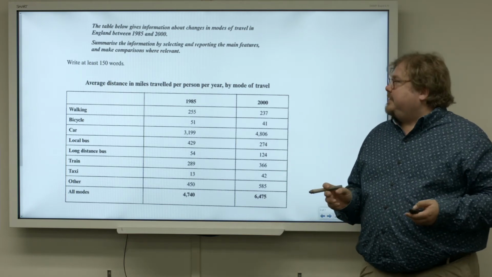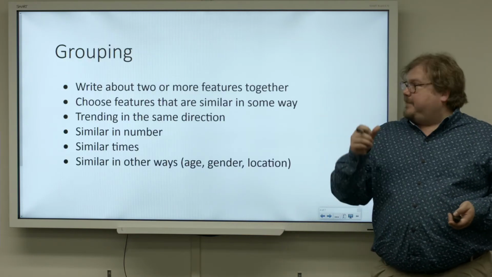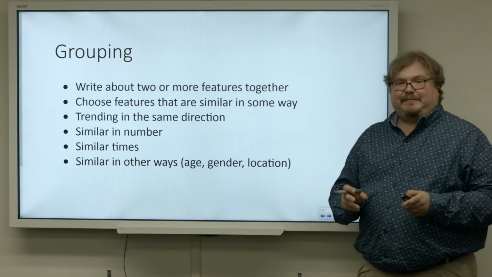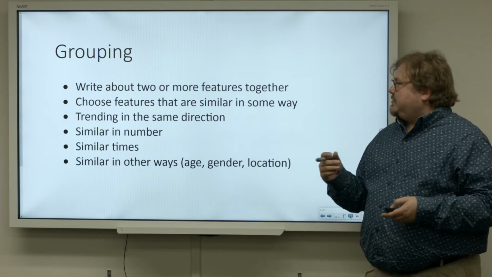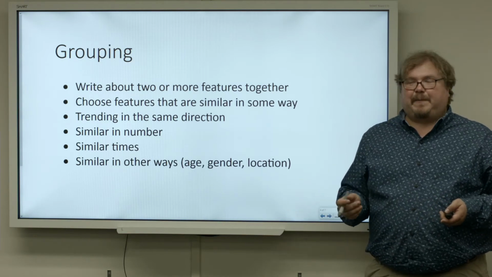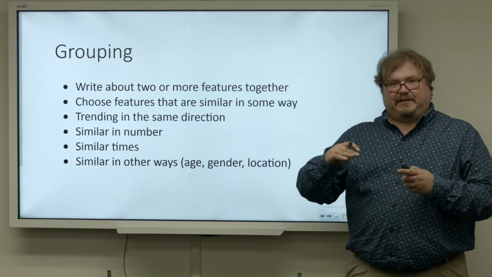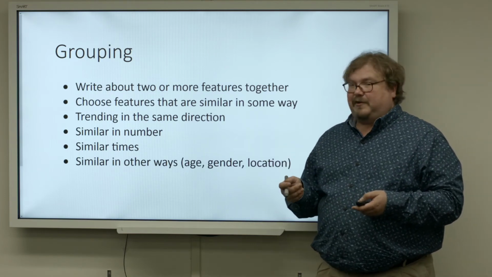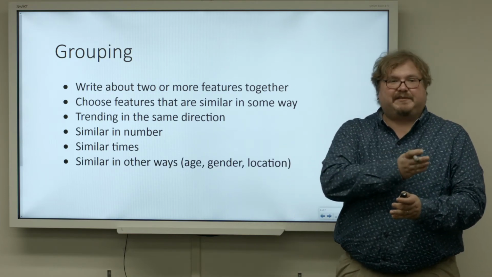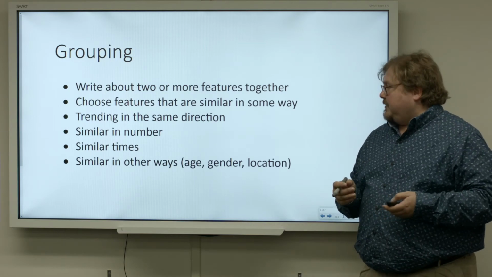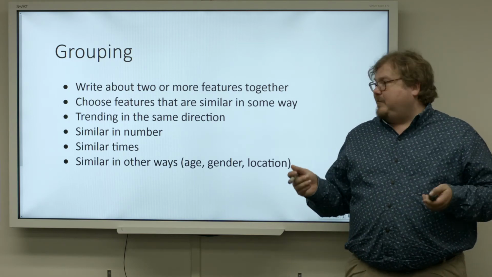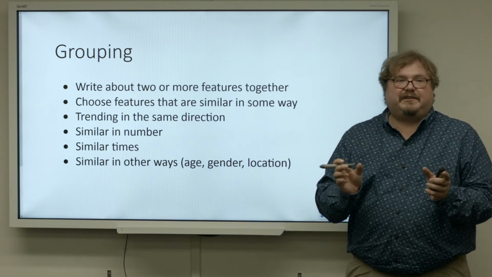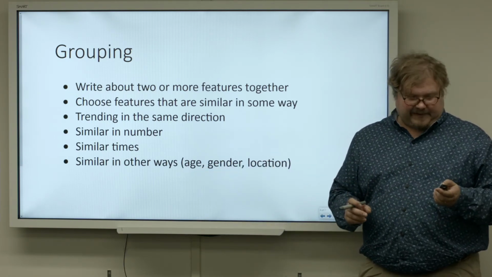So our next strategy is grouping. We can write about 2 or more features together at the same time. Choose features that are similar in some way. They're trending in the same direction. They're increasing. Or they may be similar in number. It may be similar times in some cases. Or it may be similar in other ways. You may look at the age or the gender or the location are similar on these graphs.